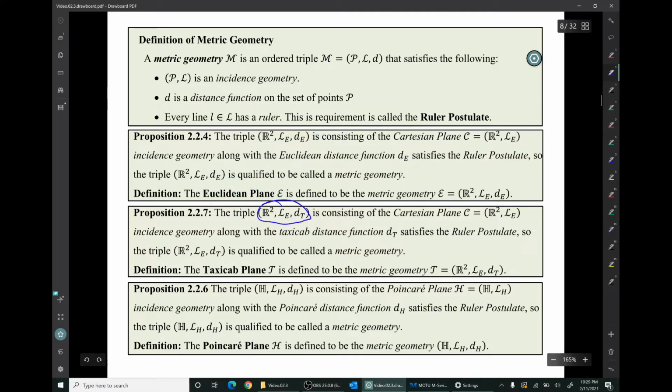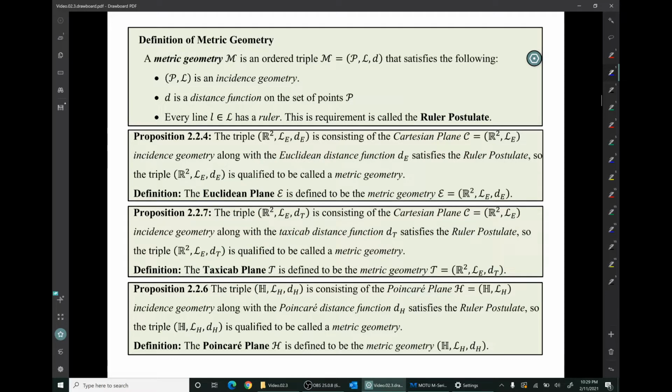This triple, consisting of the same Cartesian plane again, but with the taxicab distance function, this satisfies the Ruler Postulate, and so this triple is qualified to be called a metric geometry as well. That's called the taxicab plane. So remember that both the Euclidean plane and the taxicab plane have as their underlying set of points and lines the Cartesian plane. The only difference is the Euclidean plane has the Euclidean distance function, whereas the taxicab plane has the taxicab distance function.